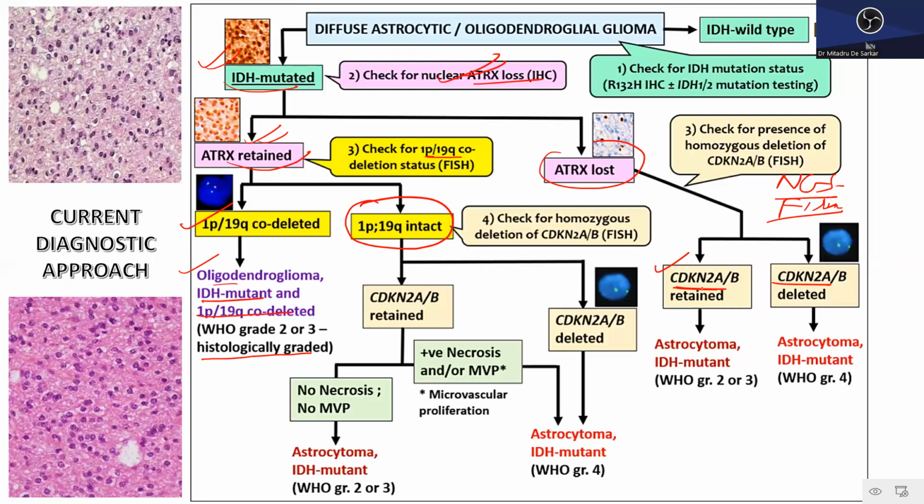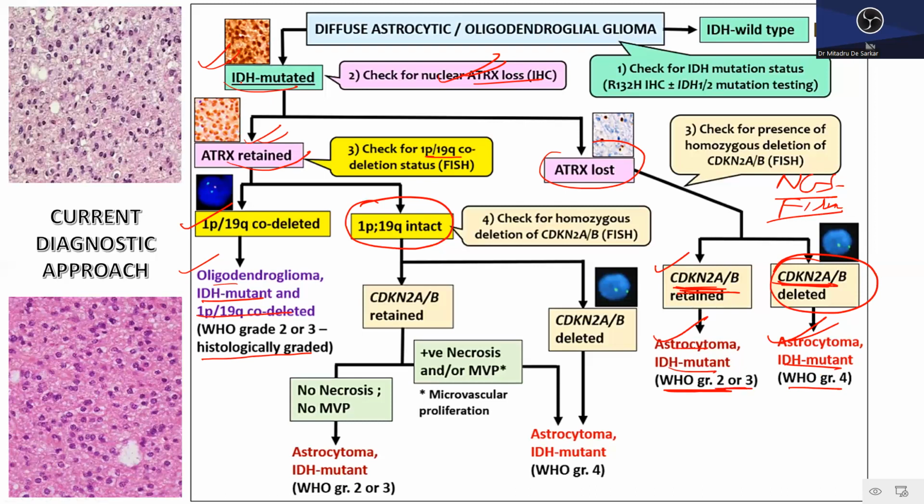So if you have a CDKN2A, 2B deleted status, irrespective of whatever grade you might have histologically, this gets a diagnosis of astrocytoma IDH mutant, WHO grade 4. If it is showing retention, that is, there is no homozygous deletion, then based upon your morphologic diagnosis, you will give a diagnosis of astrocytoma IDH mutant grade 2 or 3.